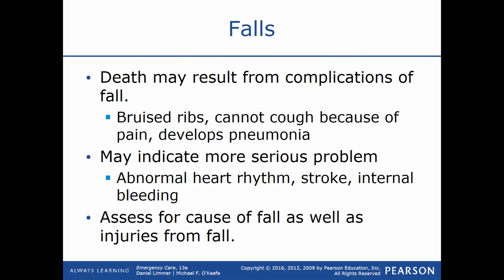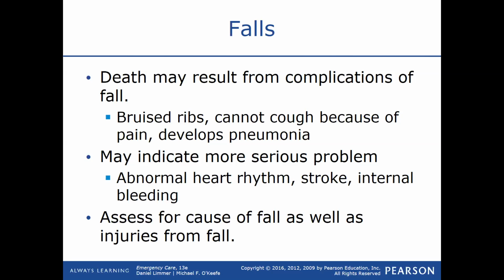So this is big right here. Geriatrics do tend to get fractures from falls pretty frequently. That is a common cause for a fracture in a geriatric, and that may very well be a question on the NREMT. Death may result from complications of falls, such as bruised ribs where the patient cannot cough because of pain. If your patient can't cough, they can't expel the bacteria inside the lungs, so then pneumonia builds up. That's why that can become an issue.